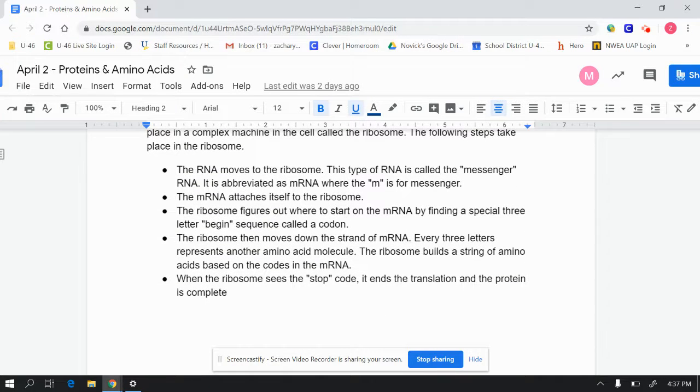The ribosome then moves down the strand of mRNA. Every 3 letters represents another amino acid molecule. The ribosome builds a string of amino acid bases on the codes in the mRNA. When the ribosome sees the stop code, it ends the translation and the protein is complete.